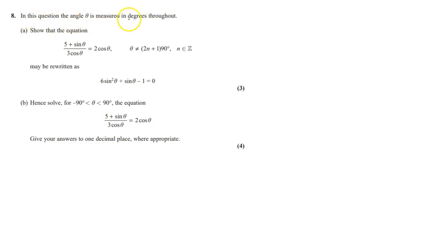In this equation, theta is measured in degrees throughout. Show that this equation can be written in this form. So there's only sine. We can see there's only sine here. So it can be written as, this is part A. So this is 5 sine theta is equal to, we multiply this, 3 times 2 is 6, cos squared theta can be written as 1 minus sine squared theta. So this is 6 minus 6.